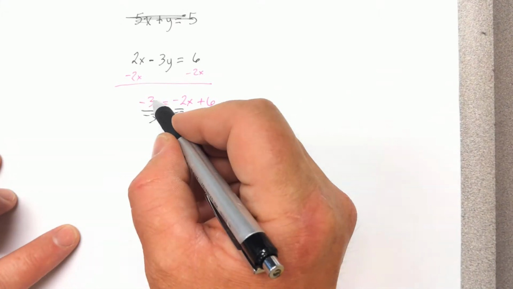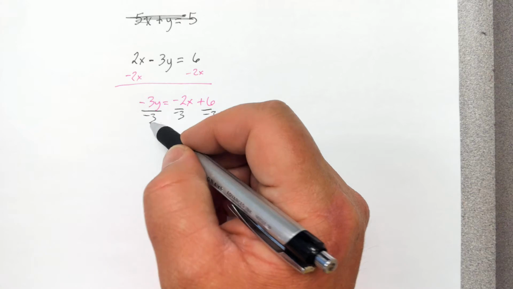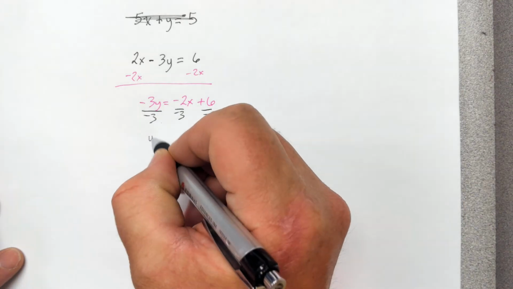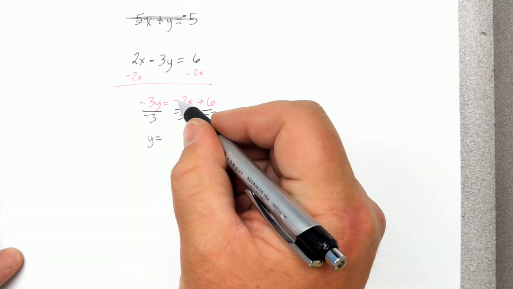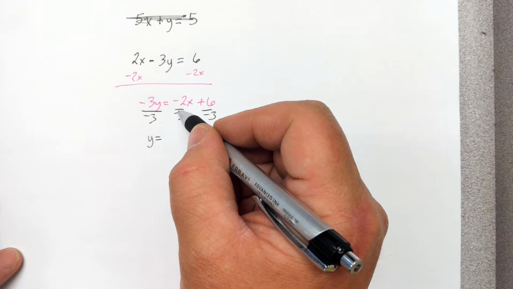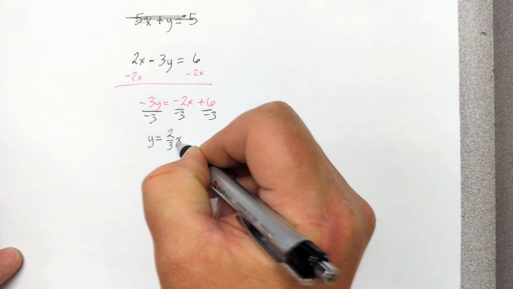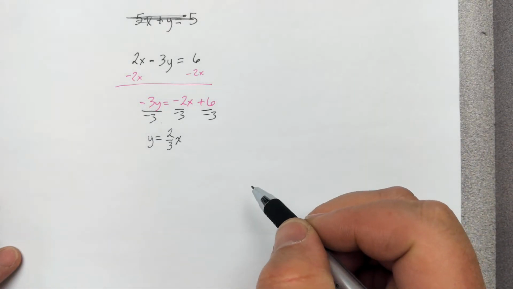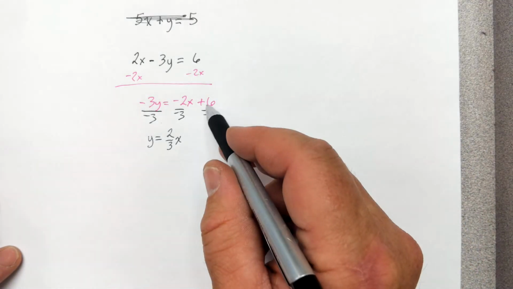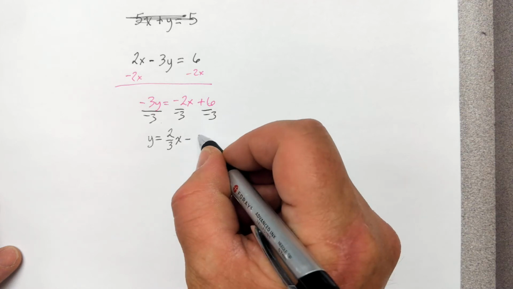That's right. Negative divided by negative is positive. 3 divided by 3 is 1, so that's 1y. Negative divided by a negative is positive. 2 divided by 3 is just 2/3. You see? Just 2/3. And then 6 divided by negative 3 is negative 2.